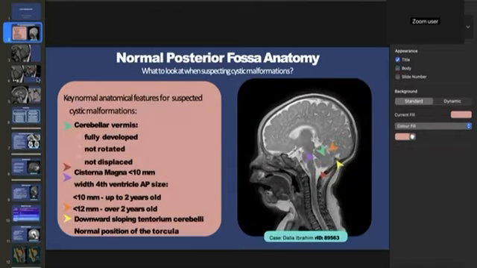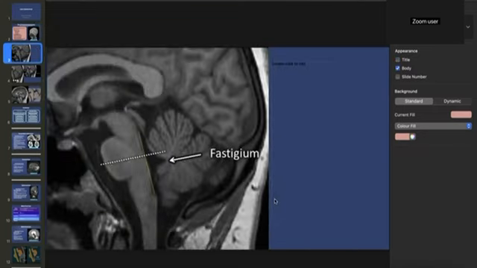This is a normal posterior fossa anatomy, looking at the cerebellar vermis, the cisterna magna, the fourth ventricle, and the downward sloping of the tentorium cerebelli is noted. Normal position of trochlear is appreciated. This is a fastigium of the posterior fossa.